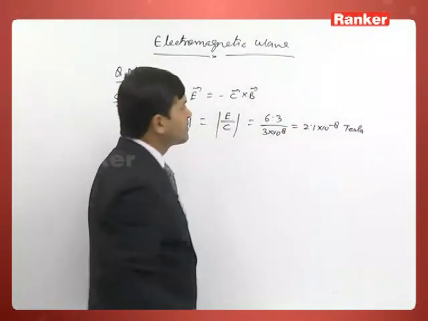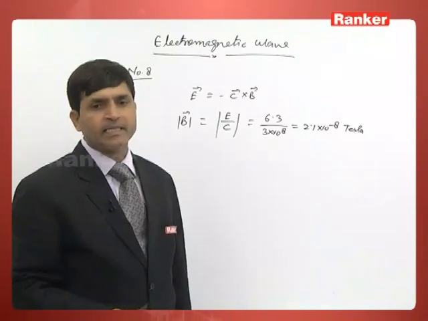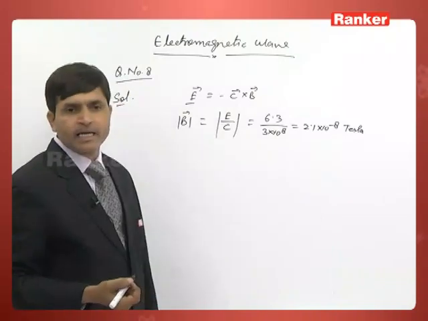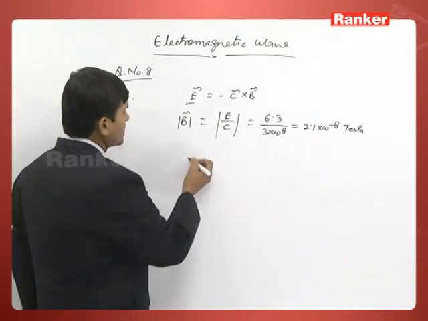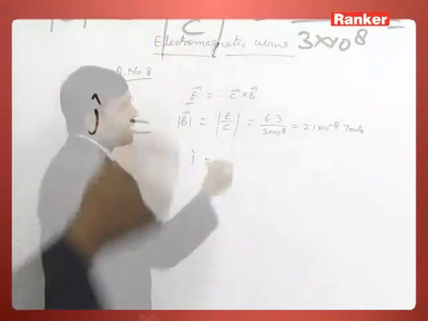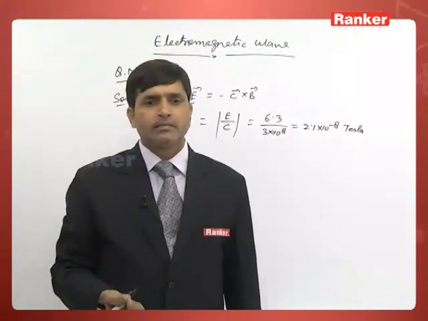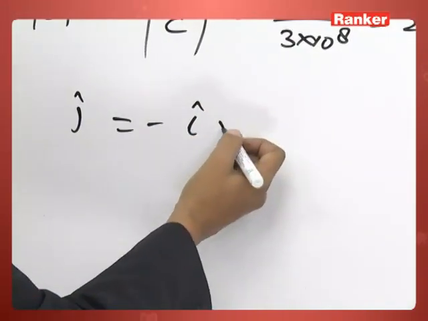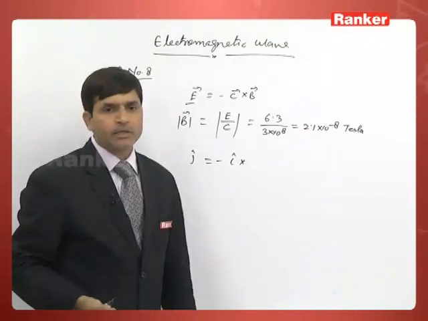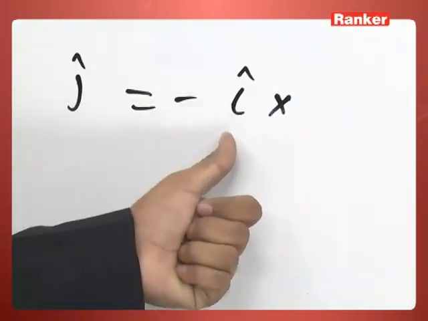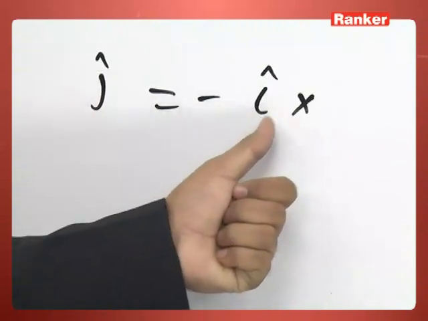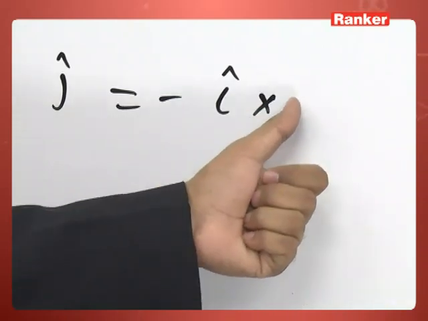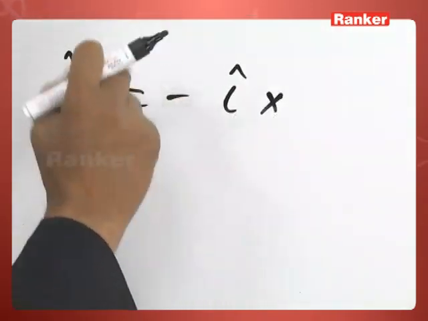So the magnetic field value is 2.1 × 10^-8 Tesla. Now about direction. Looking here, the electric field is along J cap, and the wave is traveling along the positive x direction, so we can say it is minus I cap cross. Now when we are talking about B, the magnetic field, and we want J here, so when we write I cross K, I cross K gives you minus J, so minus minus becomes plus J.